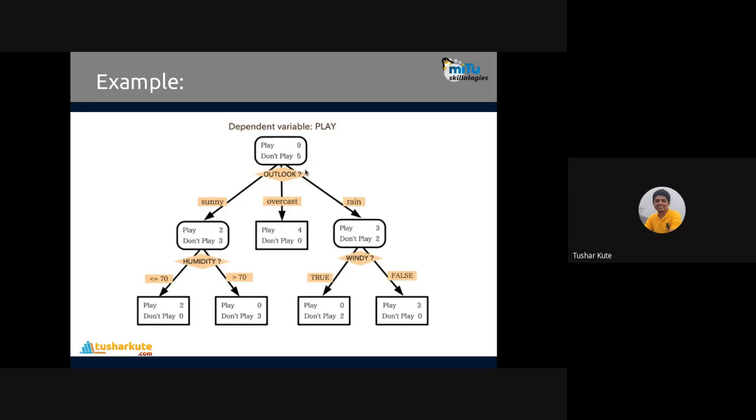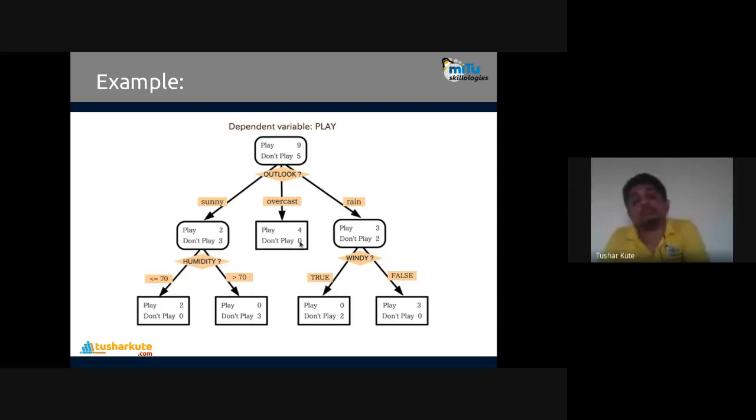First of all, the algorithm has checked outlook. Outlook is overcast every time: play is 4, don't play 0. When outlook is sunny, play 2 times, don't play 3 times. When outlook is rainy, play 3 times, don't play 2 times. So 5 plus 5 plus 4, 14. Correct. Splitting is done perfectly.